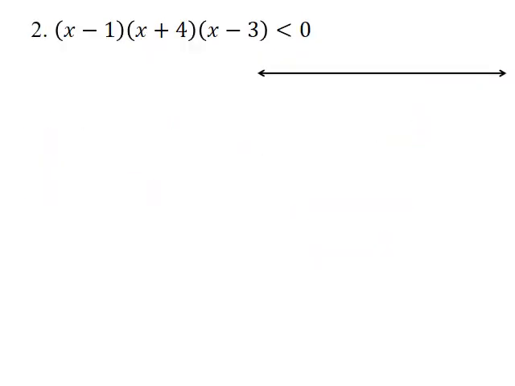All right, so let's do a few more just for practice. So, for example, number 2. What if you have 3 parts you have to worry about? What about x minus 1 times x plus 4 times x minus 3 needs to be less than 0?